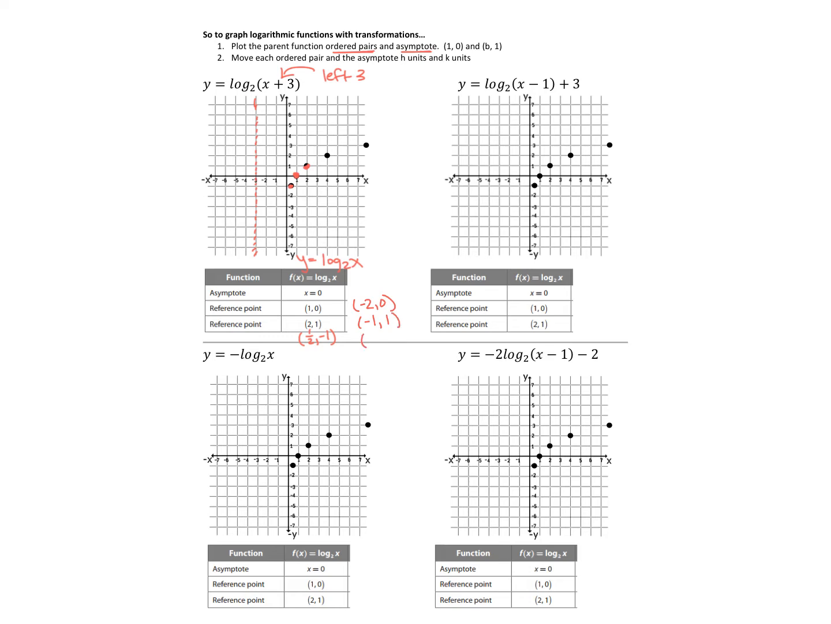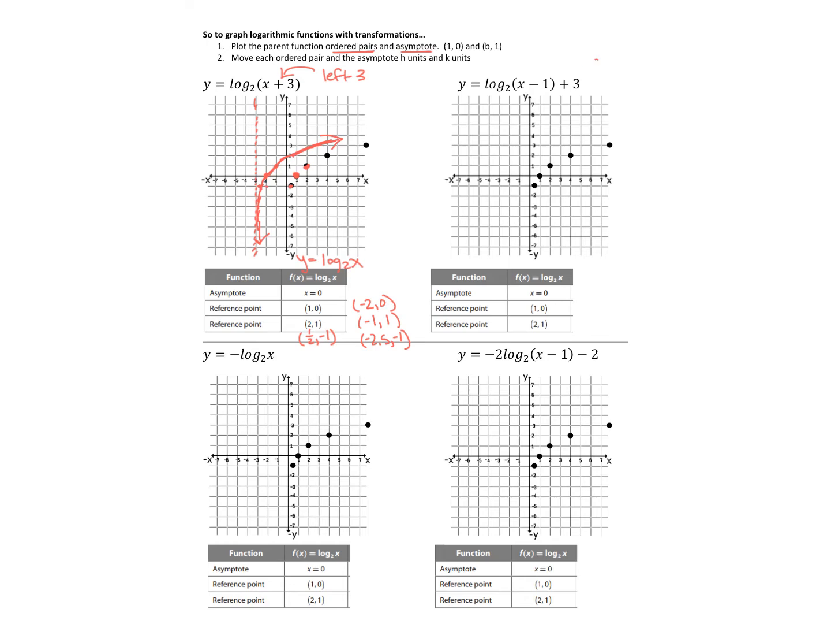And I'm going to be at 1/2 minus 3, or -2.5, -1. So let's go plot these. So I'm now at -2, 0. I'm at -1, 1. And I'm at -2.5, -1. And you can see that my graph looks something like this. My new asymptote is here, and my graph is slowly growing to the right. So I've shifted my log graph from the parent function 3 to the left.